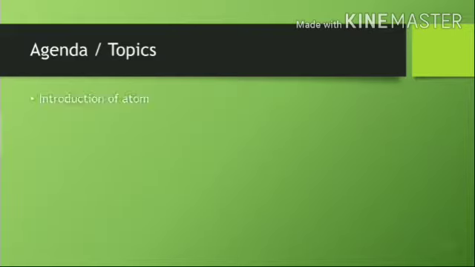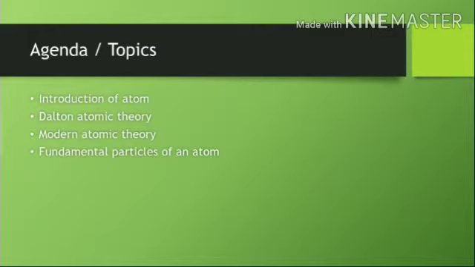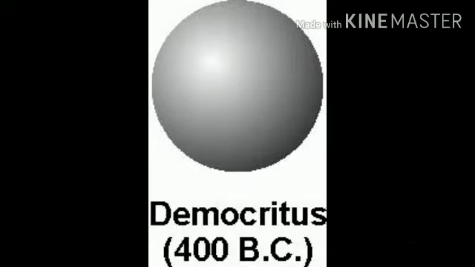We will study about introduction of atom, Dalton atomic theory. Third one is modern atomic theory, and last, fundamental particles of an atom. In your previous classes you have read about the definition of atom, but today we will start with Democritus's theory of atom, which he published in 400 BC. He was the first person who used the name atom and introduced atoms to the world.